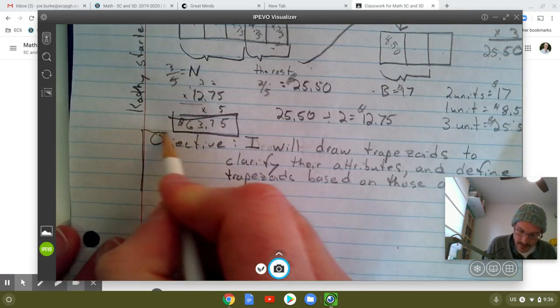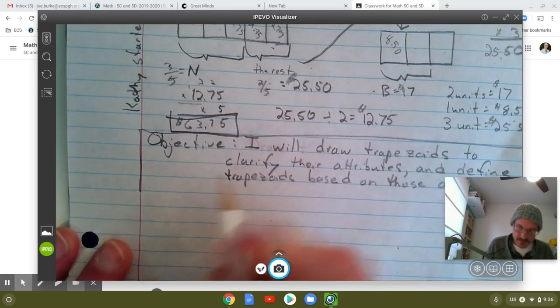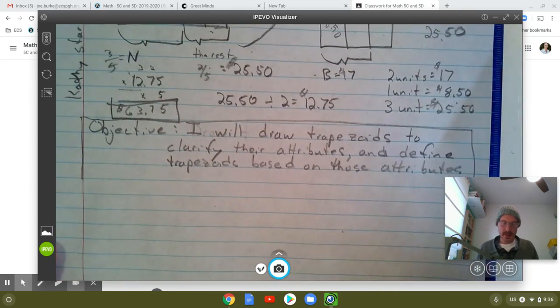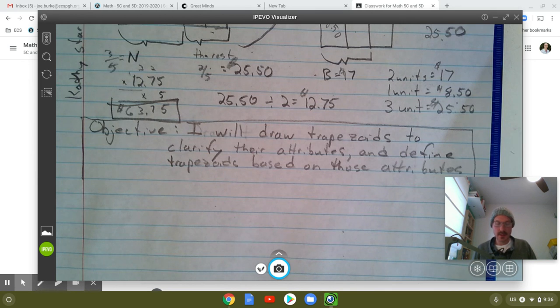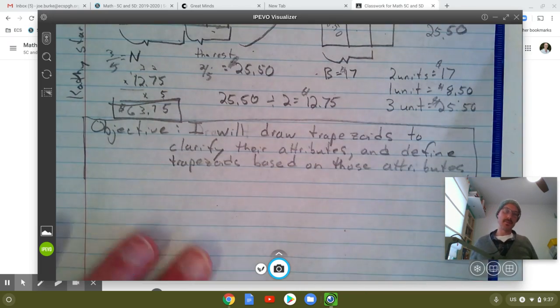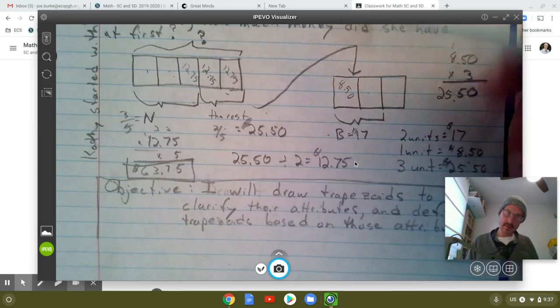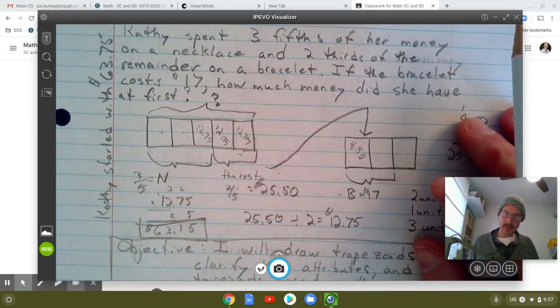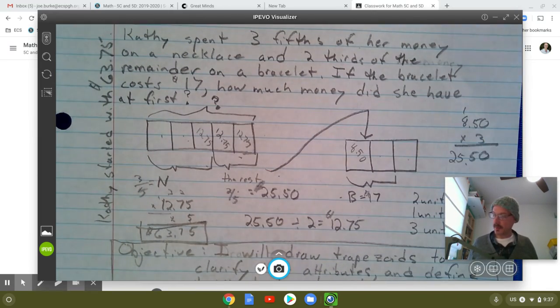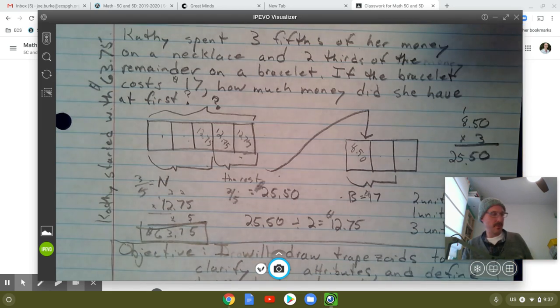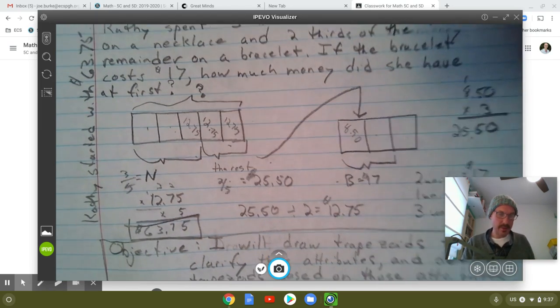And then I want to get right into the objective. I will draw trapezoids to clarify their attributes and define trapezoids based on those attributes. So that's what we're going to move into. Nothing to record for this, but I do want you to have worked on this problem. You're going to need notebook paper, you're going to need those pieces of paper for the rest of the lesson. I asked you to have paper and pencil. Okay.